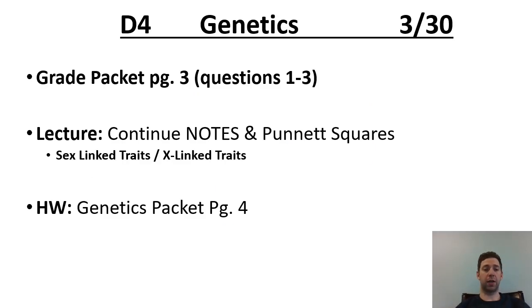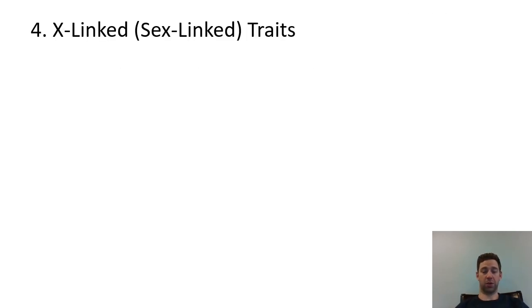Okay, getting into class today, we're going to learn about sex-linked traits, also known as X-linked traits, so go ahead and get out your notes. This is the fourth type of complex heredity. X-linked, I've always called it sex-linked, but the IB refers to it as X-linked because it does happen on the X chromosome, so just know both of these terms.